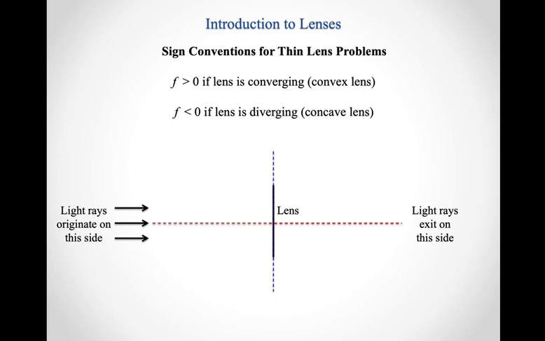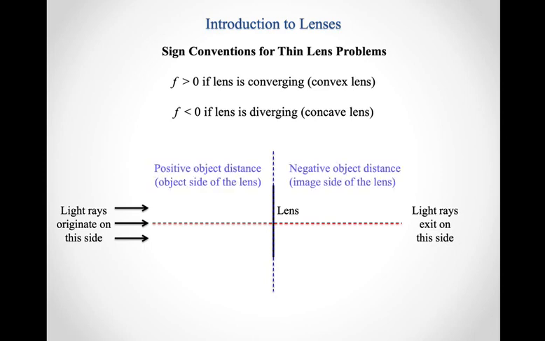In terms of sign conventions, the first one we'll talk about is for the object distance. So we think of the side where the light comes in as the object side of the lens. If our object is over here on the left, meaning on the side where the light rays are originating, then the object distance needs to be given as positive. So our sign convention there is that objects over here will have a positive object distance.